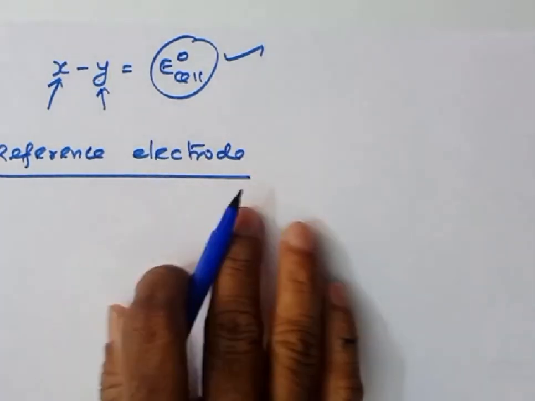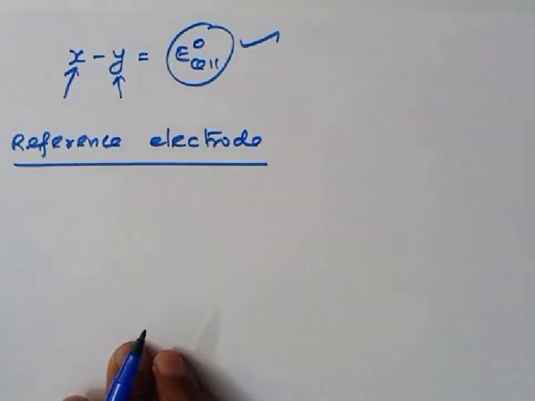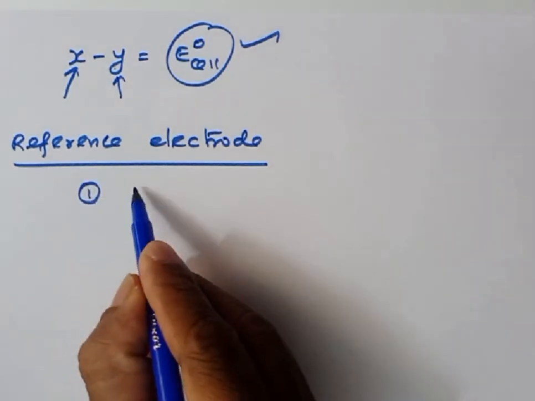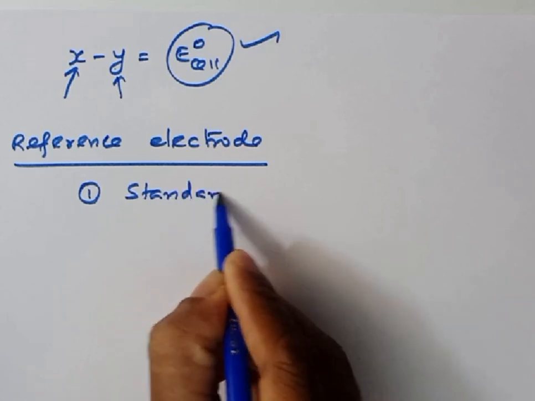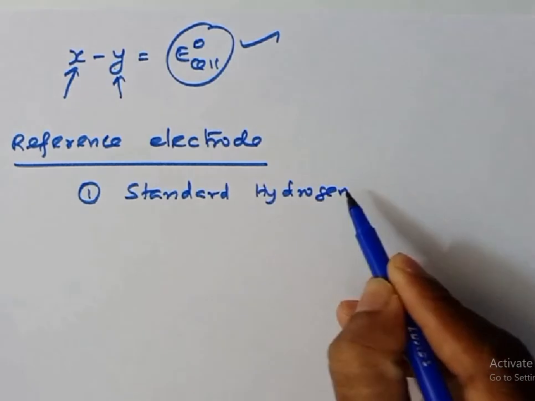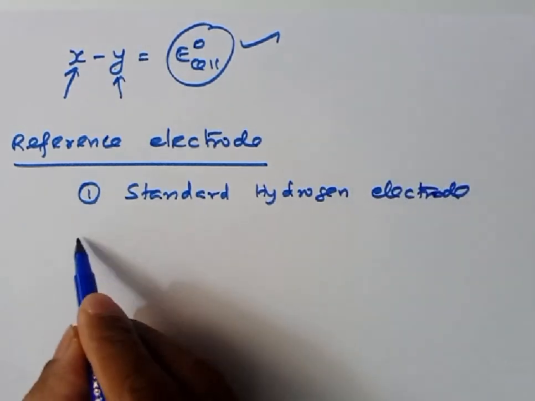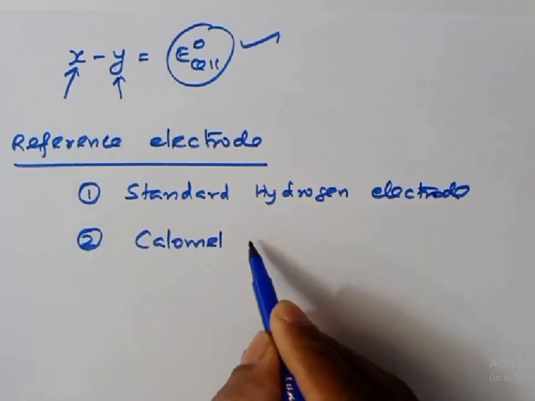For reference electrode, they have assumed some potential. We are using two reference electrodes actually. Number one, standard hydrogen electrode, and second one is calomel electrode.